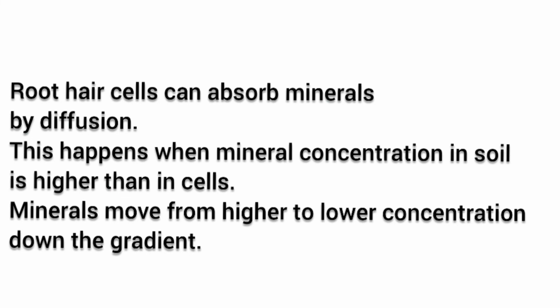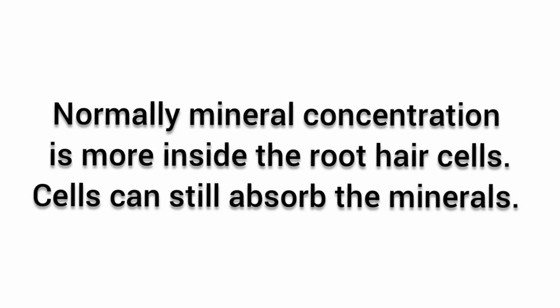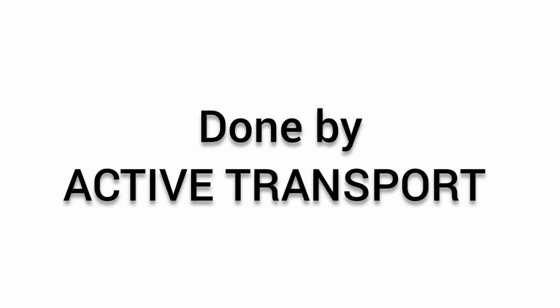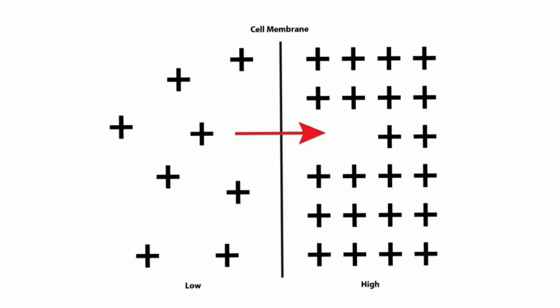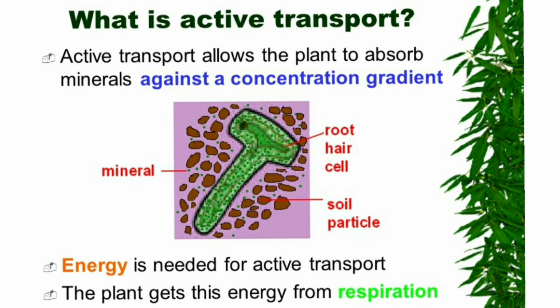This condition is observed sometimes, but normally mineral molecules are more concentrated inside the root hair cells than in the soil which is outside. But root hair cells still can absorb them. This process is done by active transport. So what is active transport? Movement of mineral ions from a region of their lower concentration to a region of their higher concentration is called active transport. So active transport is against the concentration gradient, because mineral molecules are moving from a region of lower concentration to a region of higher concentration.